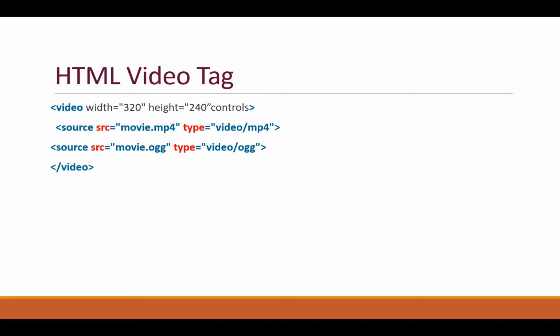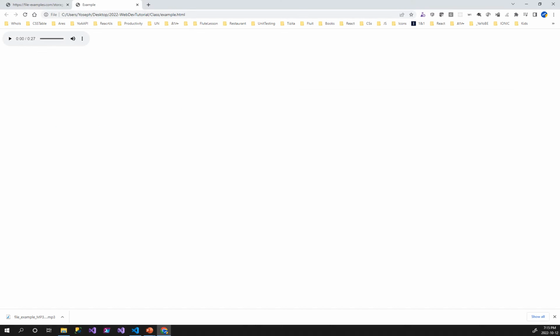Okay, so what if you have a video that you want to put on your site, for example, a promotion video, and you want to put it on your website. So what we need to do that is use the HTML video tag. Okay, so the first thing that we need to do, like before, was get an example video from online.